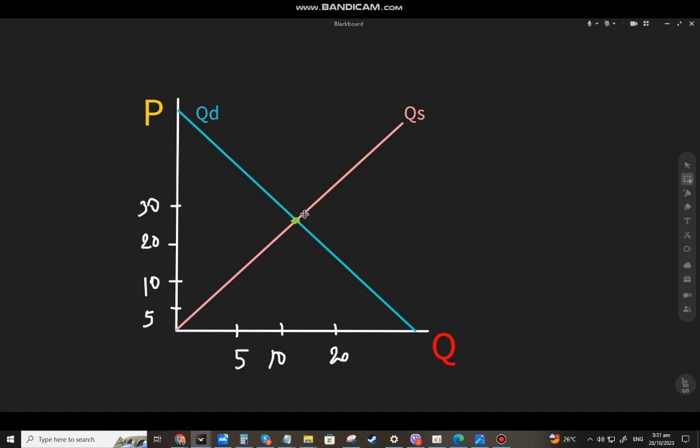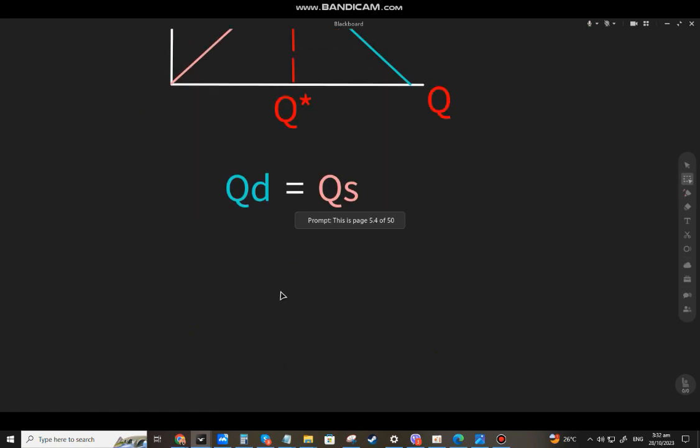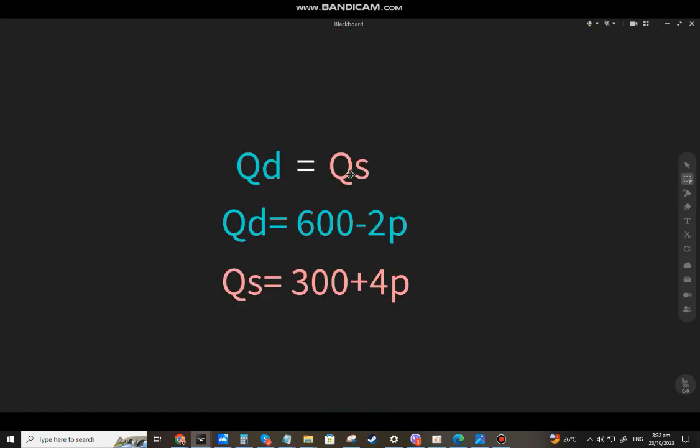Now, you can see there's a green point here. That's the intersection between QD and QS. That's the market equilibrium. That's what we are going to solve for today in this video. So we have P star here and Q star. We want to find the price and the quantity of the market equilibrium. They need to meet somewhere, right? So what we are going to do is set QD and QS equal together.